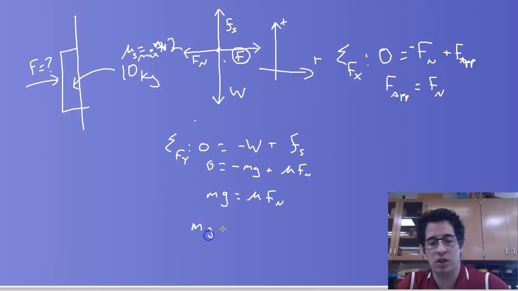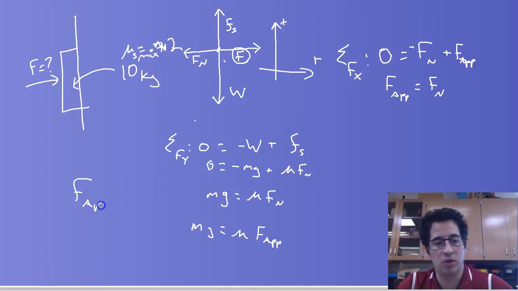So we can substitute the applied force in for the normal force, and mg equals mu times the applied force. The applied force would be equal to mg over mu. We'll say that g is 10 for this one, so that's 10 times the mass, divided by 0.2. So that's 100 divided by 0.2, which is, I think, 500 newtons probably.